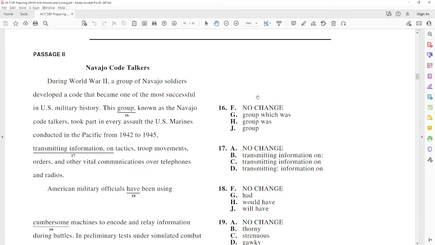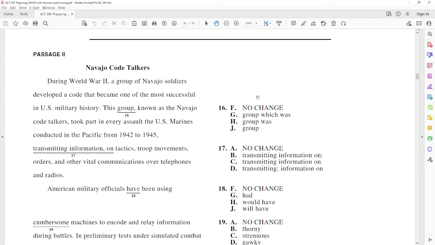All right, so is there a question? No. Is there an option to delete? Nope. All right, so this group, are we doing 16? Yes, we are. This group, comma, known as the Navajo Code Talkers, comma. So notice there's commas around known as the Navajo Code Talkers. That's non-essential information. I'm evaluating whether the underline is right or wrong. This group, I can remove the non-essential information and see if the sentence still makes sense without it. This group took part in every assault the U.S.